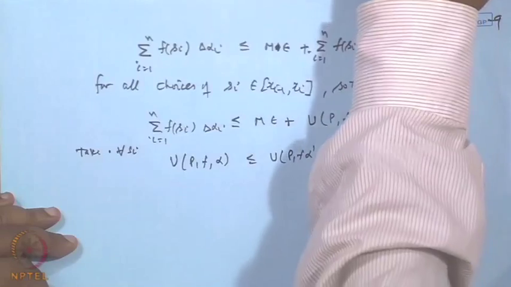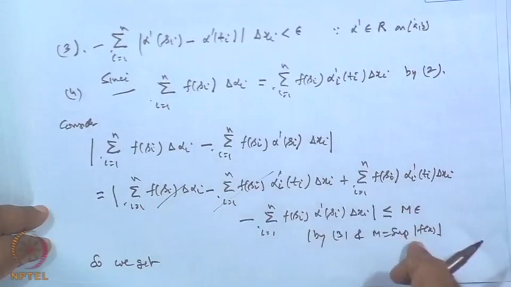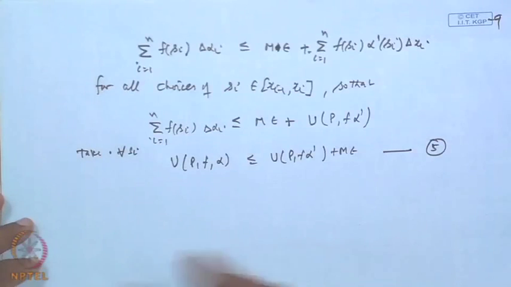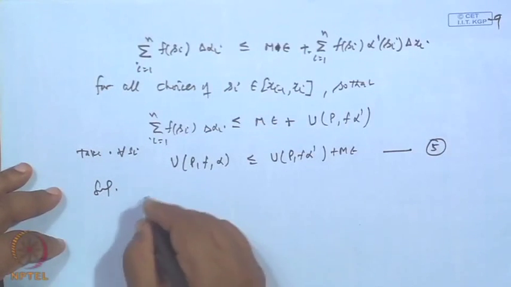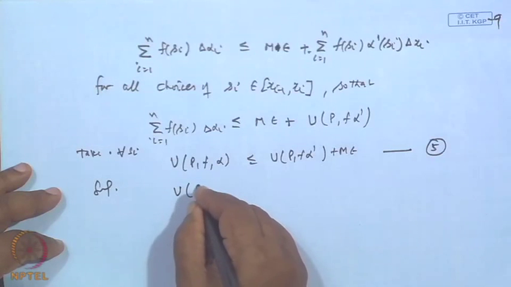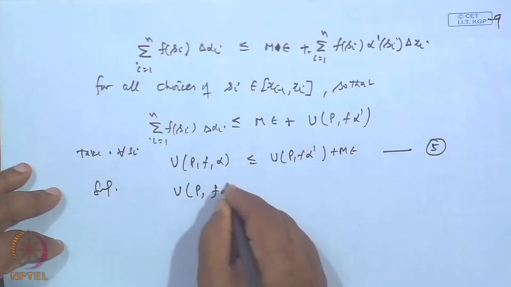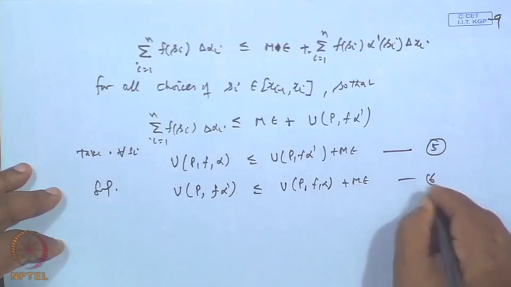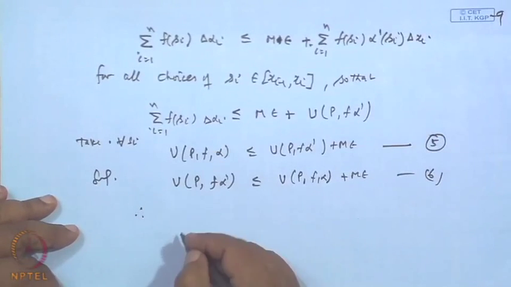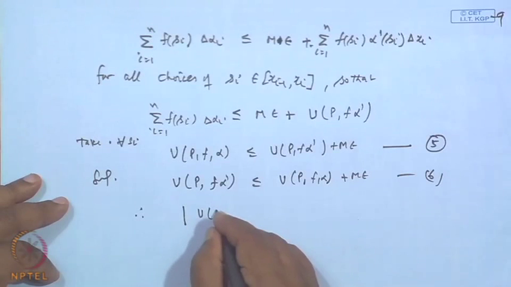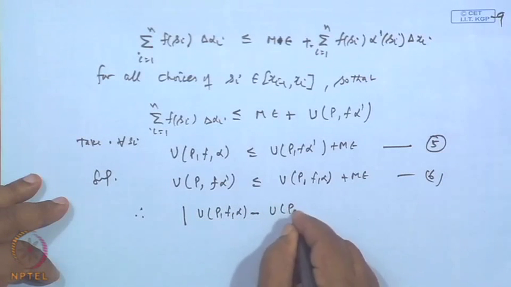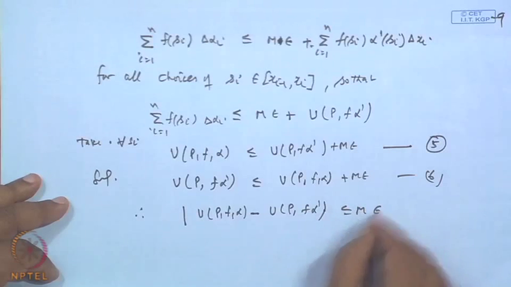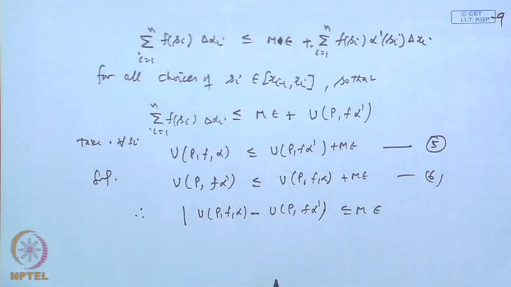Now, in a similar way, we can also use this thing. If I take this is less than epsilon, so this part is less than or equal to this, greater than or equal to this minus epsilon. So similarly, by the same argument, we can say that the upper sum of P, f alpha dash is less than or equal to the upper sum of P, f alpha plus m epsilon, in a similar way from the same inequality. Therefore, the difference, upper sum of P, f alpha minus upper sum of P, f alpha dash is less than or equal to m epsilon. Okay, clear.